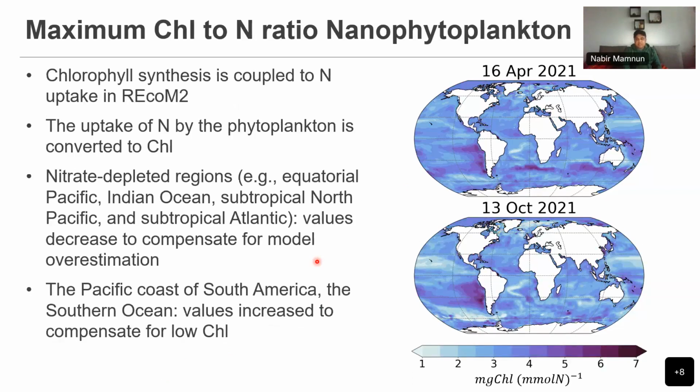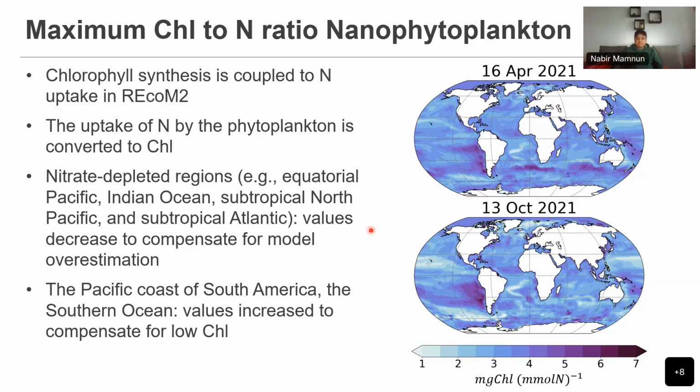And the next parameter I show you is the maximum chlorophyll to nitrogen ratio, also for the nanoplankton. In the RECOM, chlorophyll synthesis is coupled to nitrogen uptake, and the uptake of nitrogen by the phytoplankton is then converted to chlorophyll with this parameter. That's why the higher the value of the parameter, the higher the chlorophyll in the model. So in nitrate depletion regions, for example, in the equatorial Pacific or in the Indian Ocean, the data assimilation decreases the value of this parameter to compensate the overestimation of the model.